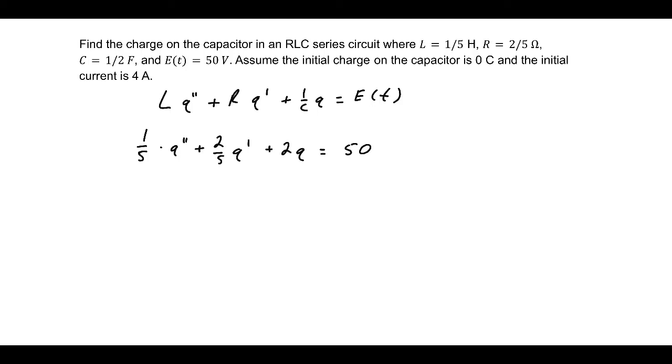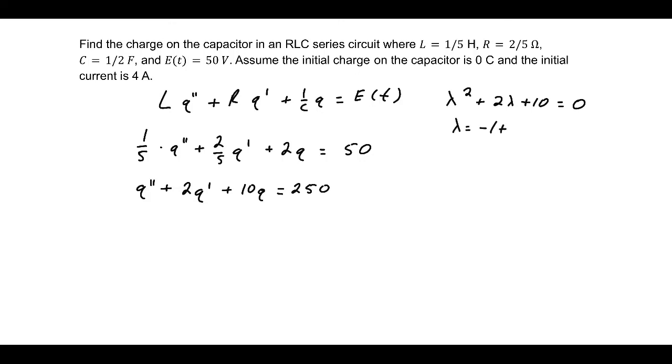Now, I'm going to multiply every value here by 5 to eliminate fractions, so that this will be the second derivative of Q plus 2 times the first derivative of Q plus 10Q equals 250. Now let's consider the complementary equation and the characteristic equation of that. So that would be lambda squared plus 2 lambda plus 10 equals 0. And solving that, we can find that lambda is equal to -1 plus or minus 3i.